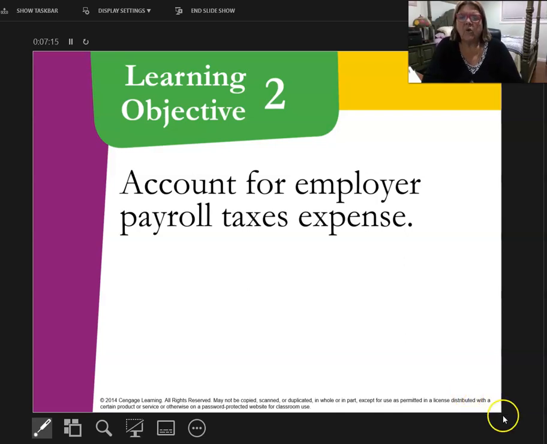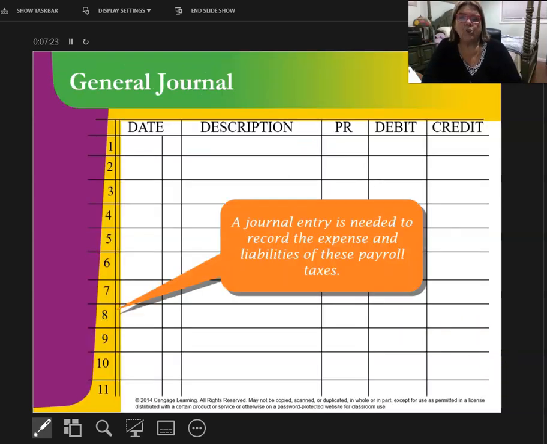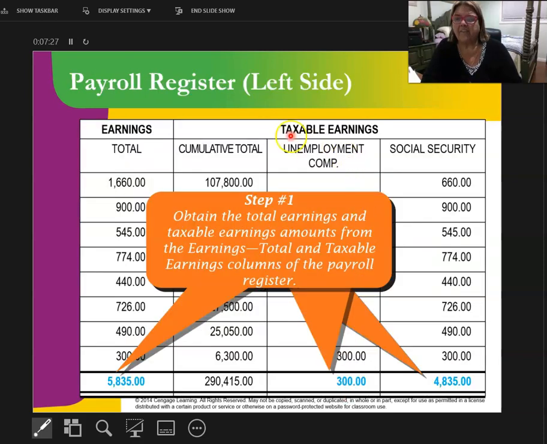Okay, let's continue on. We're doing Chapter 9, and now we're going to figure out how to journalize employer payroll expenses. Everything is about how to journal entry. So we go back to the payroll register. We're looking at the left side. These are the total earnings. These are the amounts subject to FUTA and SUTA, and this is the amount subject to Social Security.